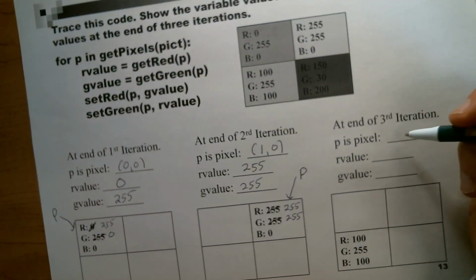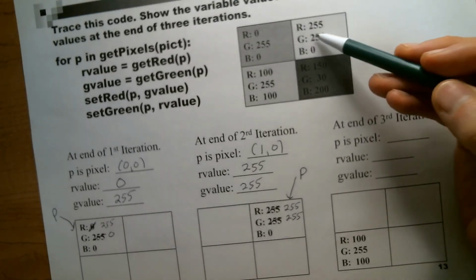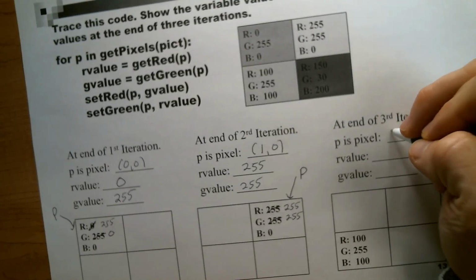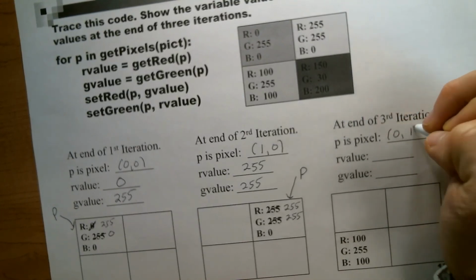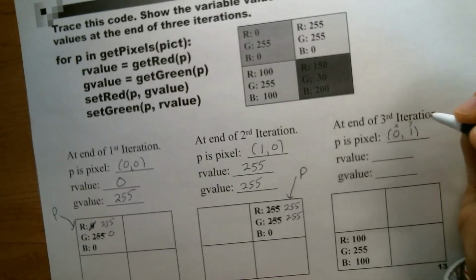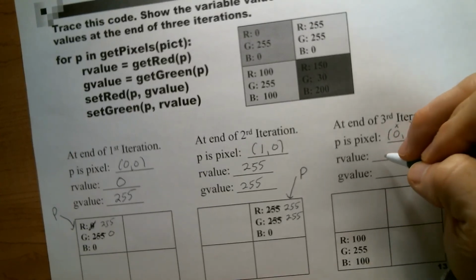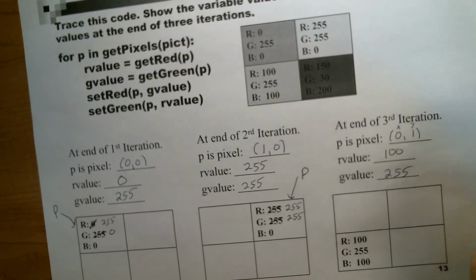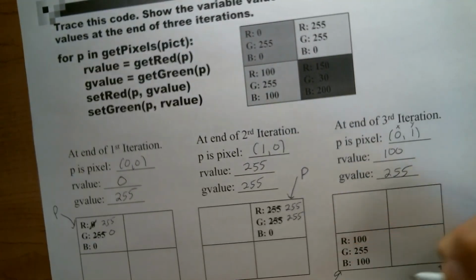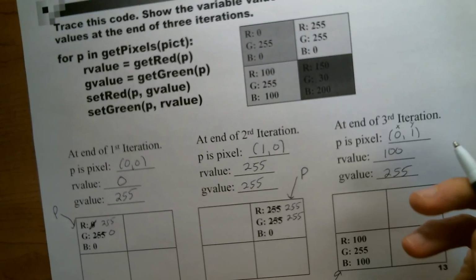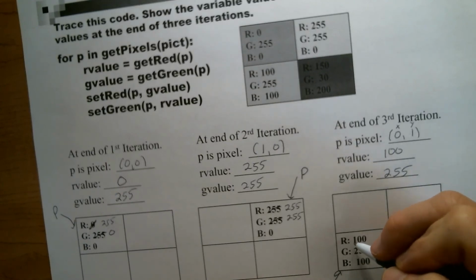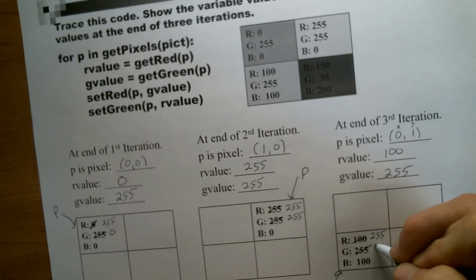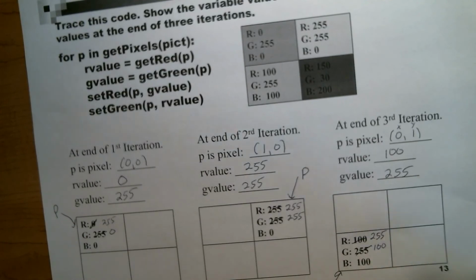And then last but not least, by the third iteration, we've come to the end of this row, so we have to move down to the next row. So that is going to be pixel 0, 1. The X is 0, the Y is 1 because we've moved down 1. R value is going to have the 100. G value is going to have the 255. P is going to be assigned to this pixel down here. And again, since the values aren't the same, we are going to notice a difference. This one is going to go to 255. This one is going to go to 100. And we didn't alter anything with blue, so that one just stays the same.